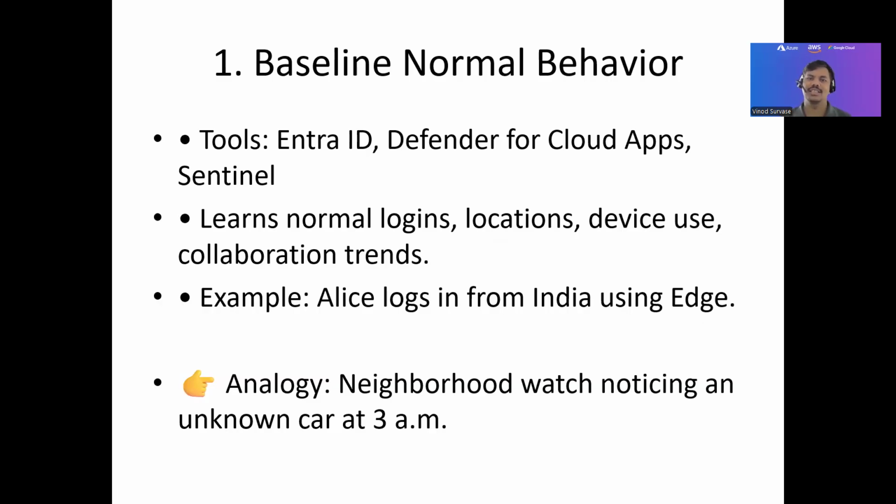So the first one is baseline normal behavior, right? How you are going to do that, how you are going to identify it, and then what's the use case here, right? The tools which will be used, including Entra ID, Defender for Cloud Apps, and Sentinel, are the tools which would allow and help us to identify and work on it, right?